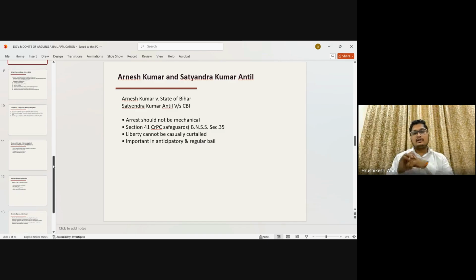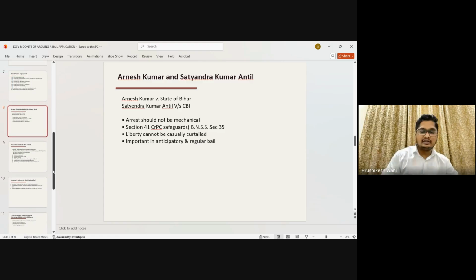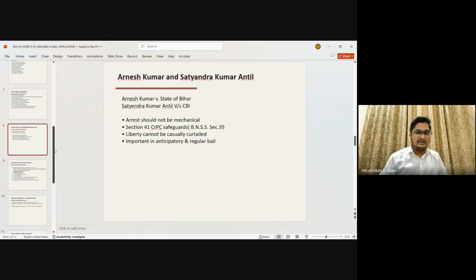So what happened in the judgment of Arnesh Kumar? I'll just briefly state it, and you guys can go and read the judgments from the internet. You will easily find both of these judgments. In Satyendra Kumar Antil, there were guidelines issued again in January 2026 regarding the written grounds of arrest.